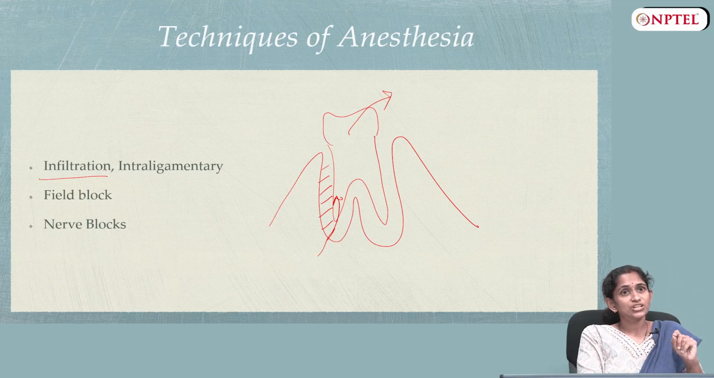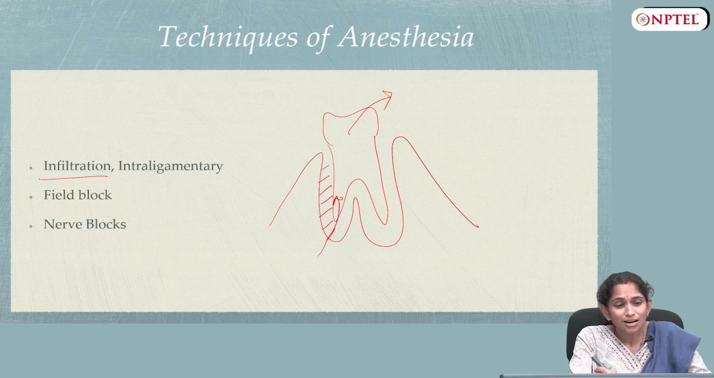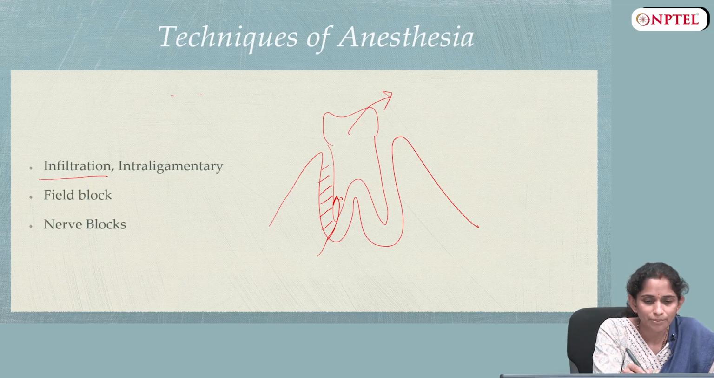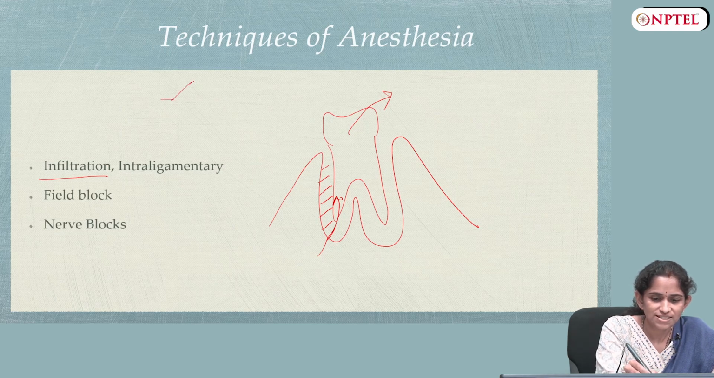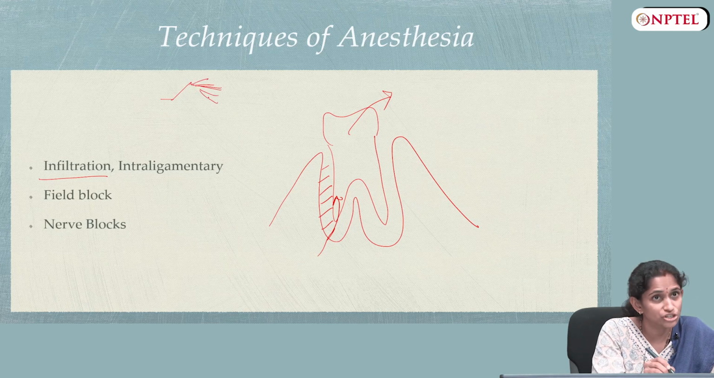Now, infiltration is a process in which we anesthetize the terminal nerve fibers, that is the main branch, its divisions, and then the terminal branches which are entering the tissue.